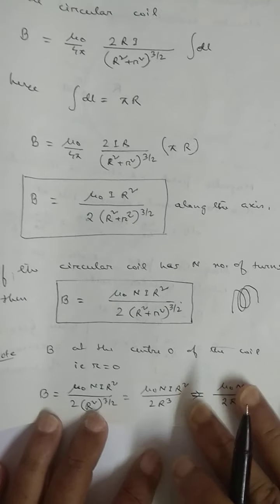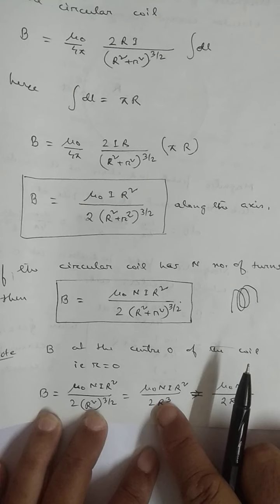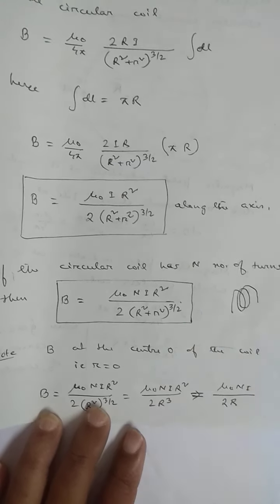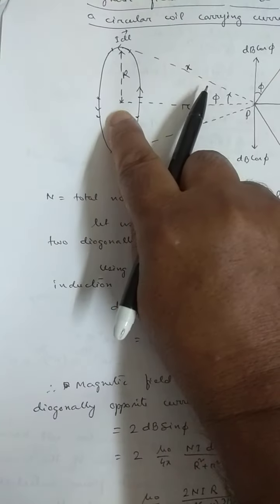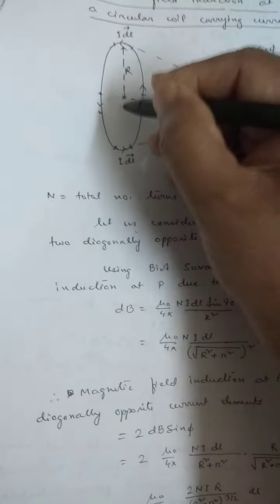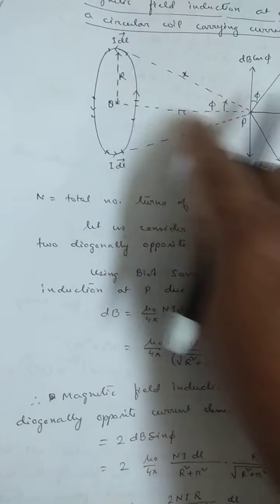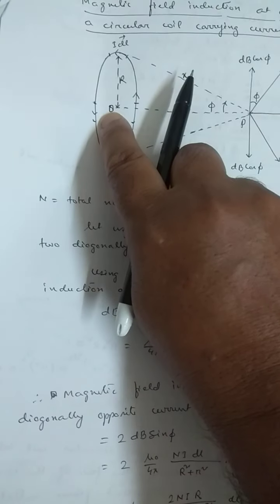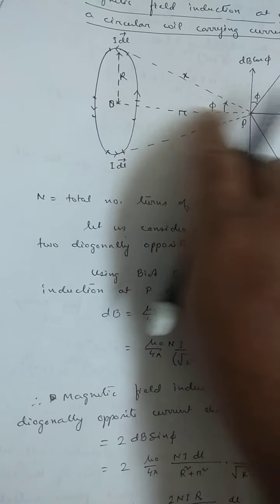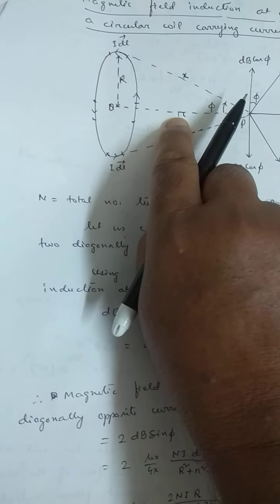Okay? One special consideration is required. If the magnetic field is required at the center of the circular coil, that means point P will come at the point O. If the point P comes at the point O, what is the value of small r?